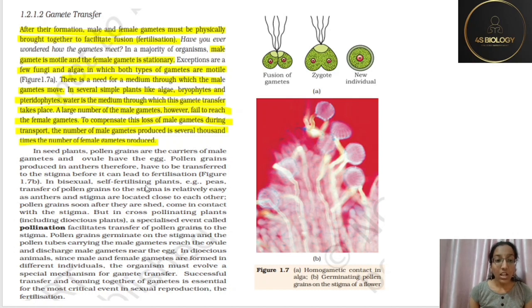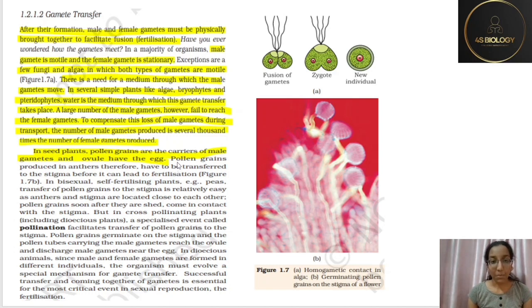In seed plants, pollen grains are the carriers of male gametes and the ovule has the egg. In seed plants, pollen grains actually do not move by themselves. They have different carriers like wind, birds, honey bees, different ones. It will bring the pollen grain near the flower, from which it makes a pollen tube and it will reach the ovule with the egg. This will be learned in the next chapter.